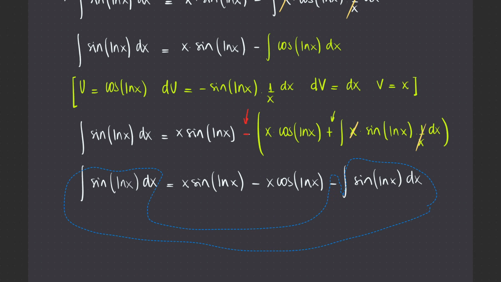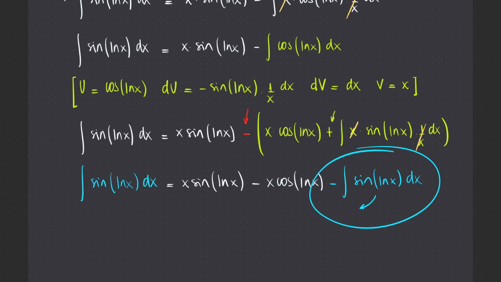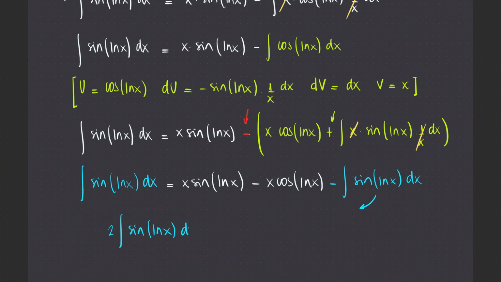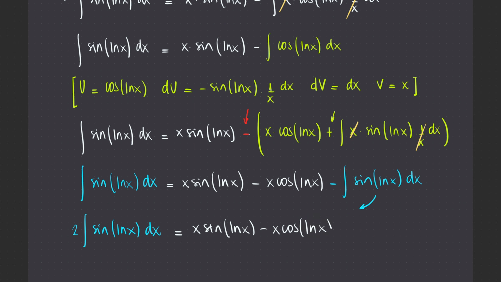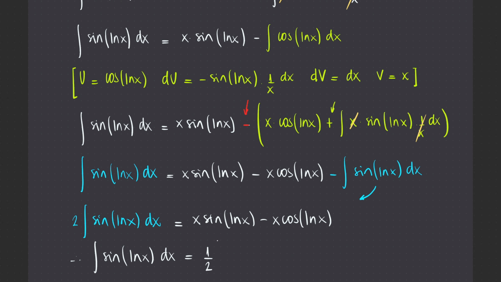Now these two are identical, meaning that they can be rewritten moving this one to the left hand side as 2 times the integral of sine of ln of x dx. So we have x sine of ln of x minus x cos of ln of x, and then we divide everything by 2. And the final answer is 1 over 2 times x sine of ln of x minus x cos of ln of x. Don't forget the constant in this case, so plus c. And there we go, 2 examples of cyclic integration by parts.